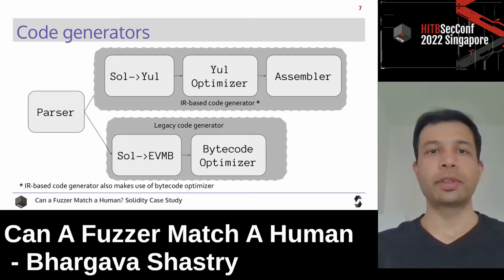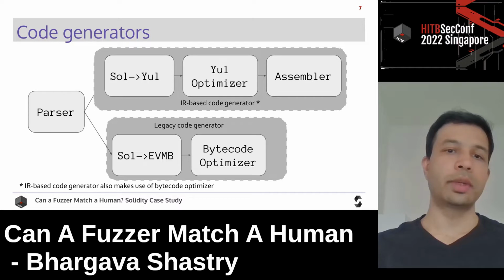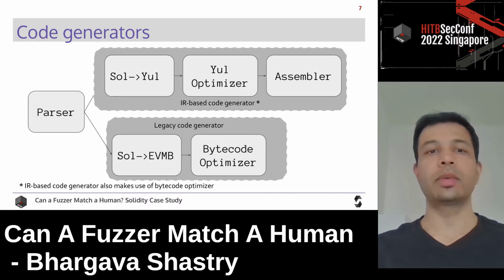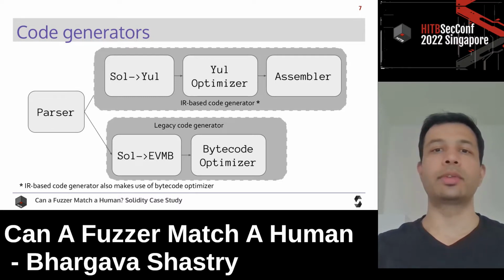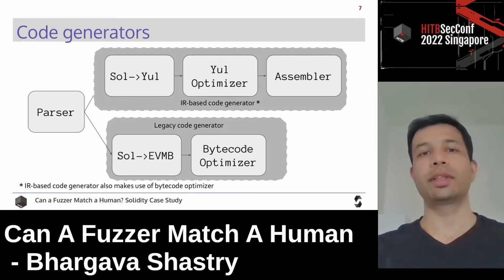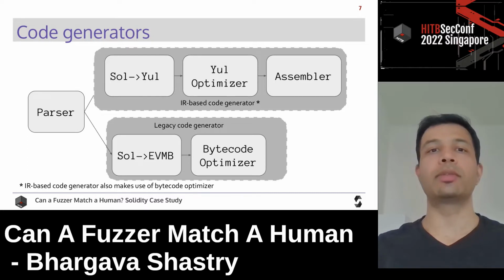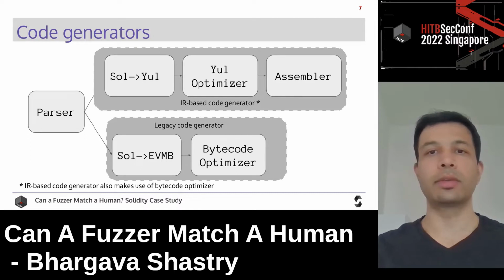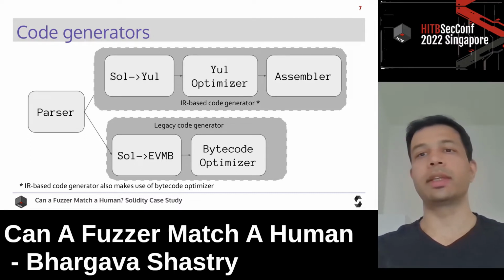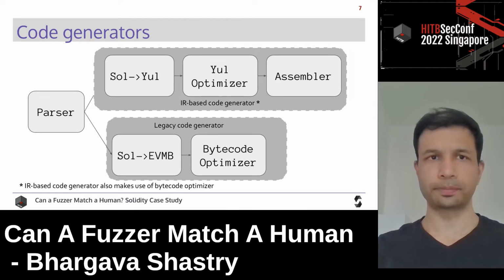The main difference is that the legacy code generator directly converts the Solidity program into a bytecode representation and optimizes it, whereas the IR-based code generator first brings the Solidity program down to the Yul level and thereafter works at the Yul level in the process of optimizing and assembling the code.